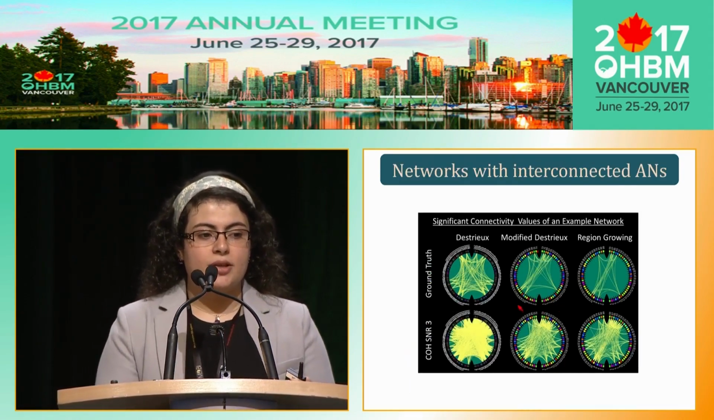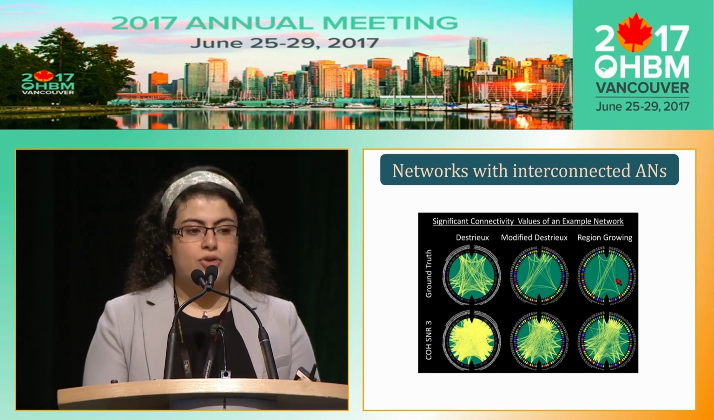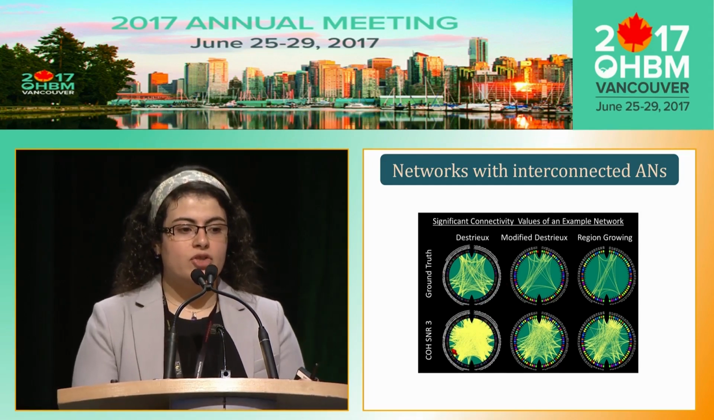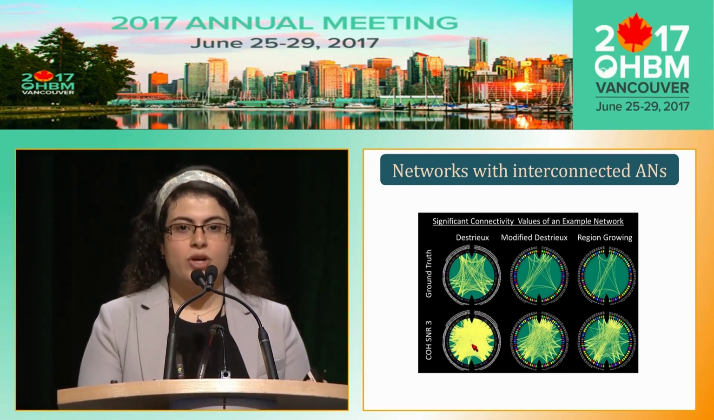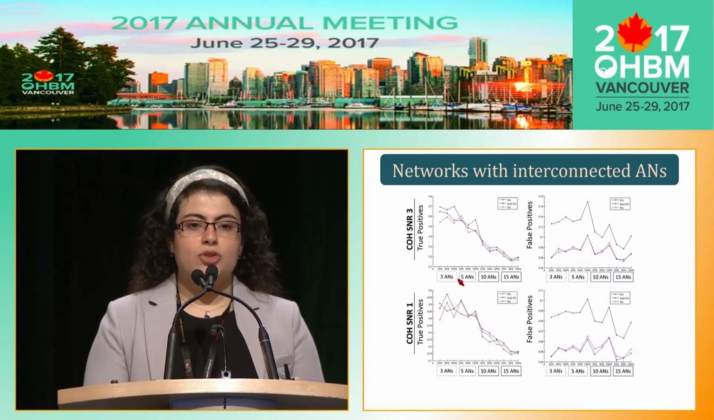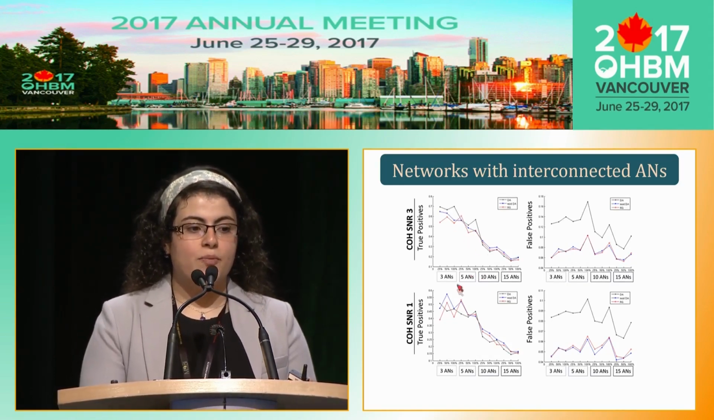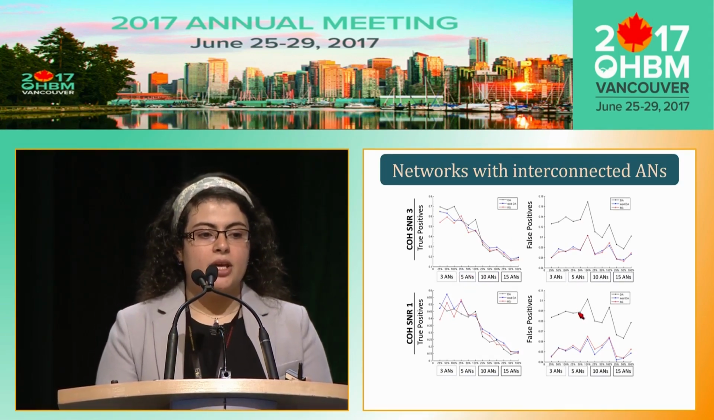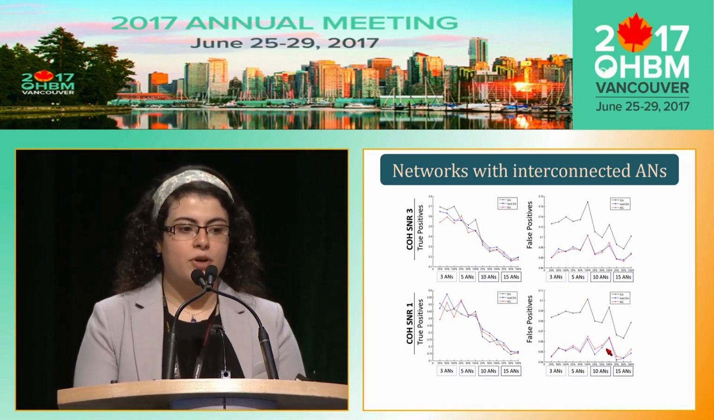When we looked at the networks with active nodes and connections between them, I'm just showing an example here. This is the ground truth in the absence of leakage, and this is what we would reconstruct in presence of leakage using each of the parcellations. And when we looked at the true positives and false positives, we found that the true positives are comparable between the anatomical and modified parcellations, while the false positives are significantly less for the modified parcellations.